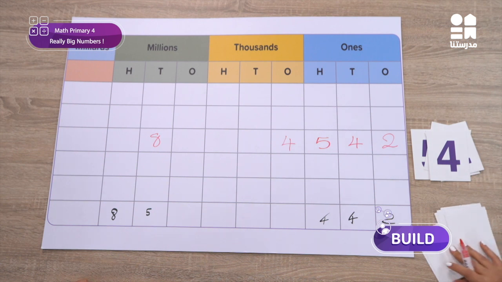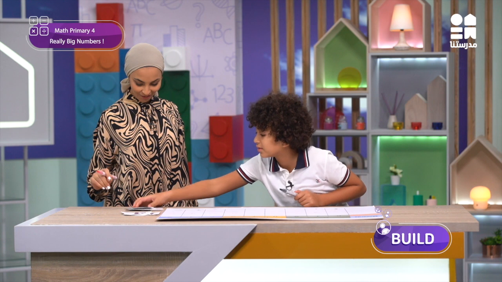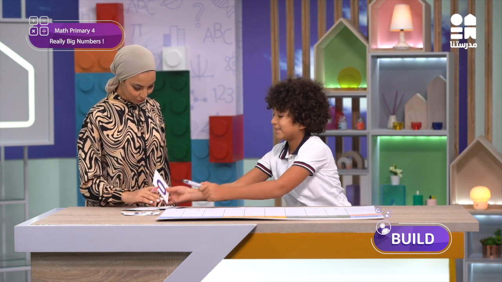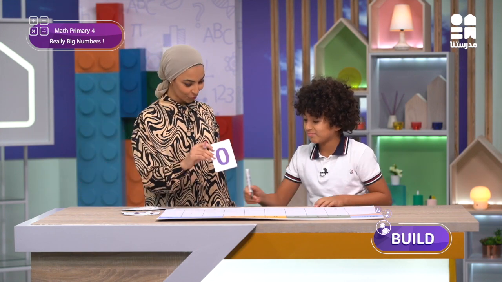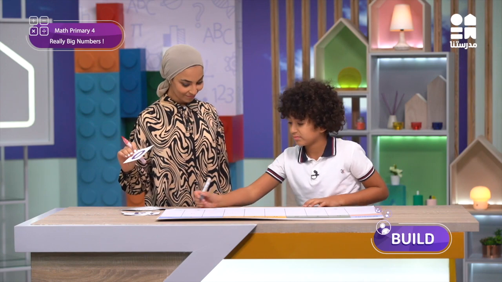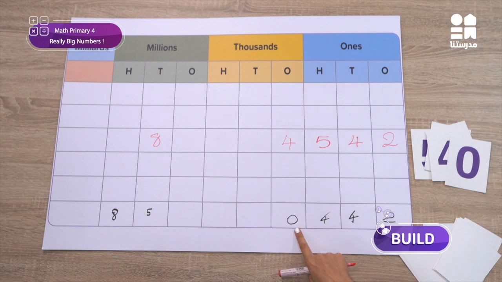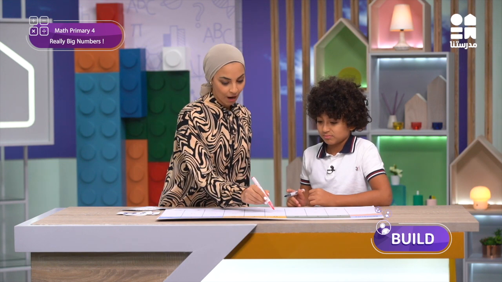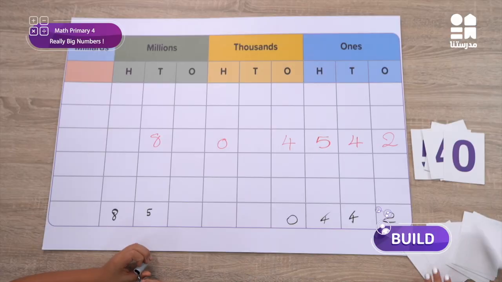Now, it's your turn, Abdurrahman. Choose one card. Quickly. Any card. Yes, show me. You choose 0. Where should you put it? You want to put it in which place? Choose any. No, you can't. Yes. Is this what? 1000? Yes. Okay, I will put the 0 in the 100,000 place.